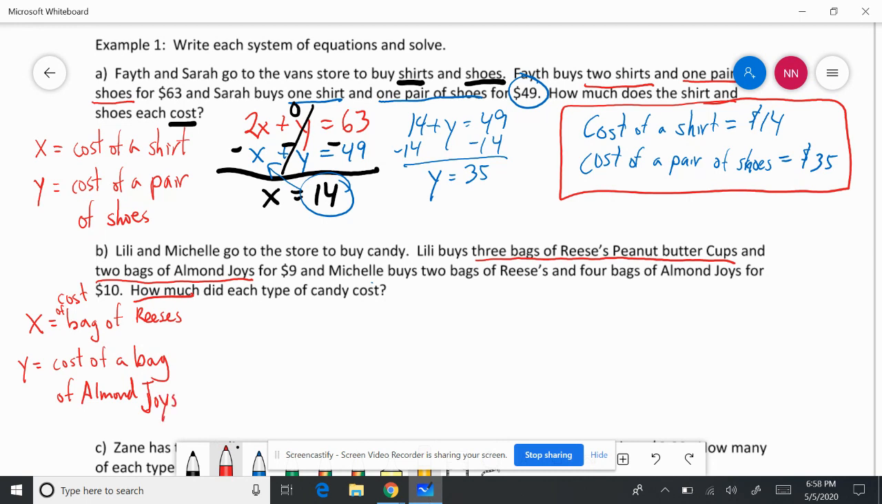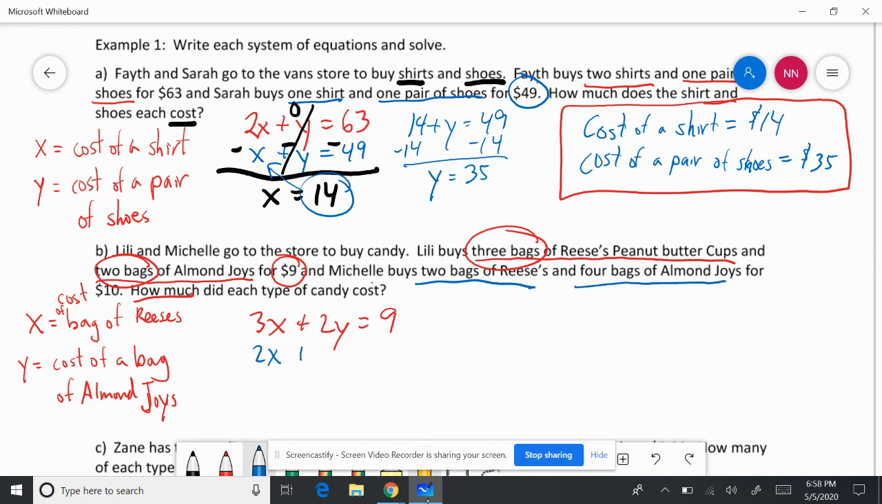So if we have 3 bags of Reese's peanut butter cups, that would be 3x. And we have 2 bags of Almond Joys, that would be 2y. It's equal to $9. Then we have Michelle buys 2 bags of Reese's and 4 bags of Almond Joys, and that is equal to $10.